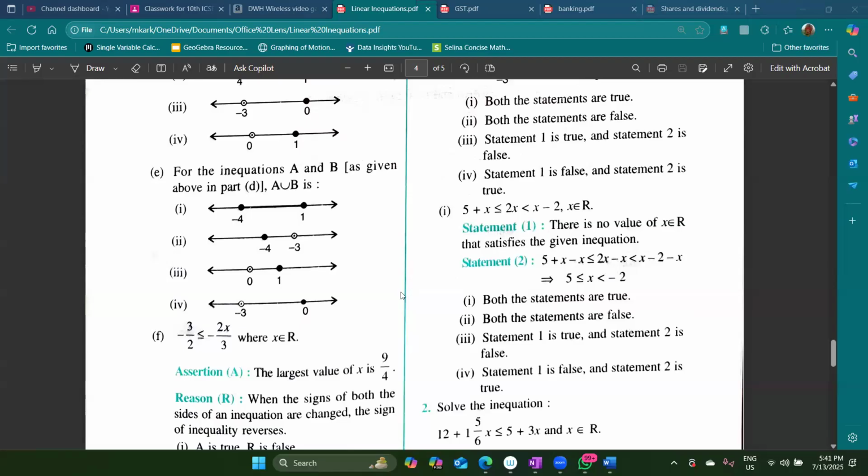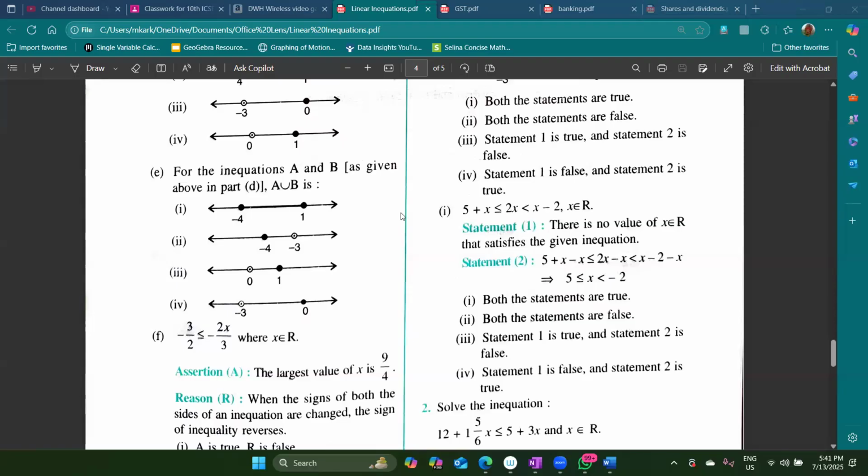Correct. So all answers I received so far are correct. So both statements are true. There is no value is also true, and this implies 5 less than or equal to x less than minus 2. Both statements are correct, but there is going to be no solution. But how is statement one correct?